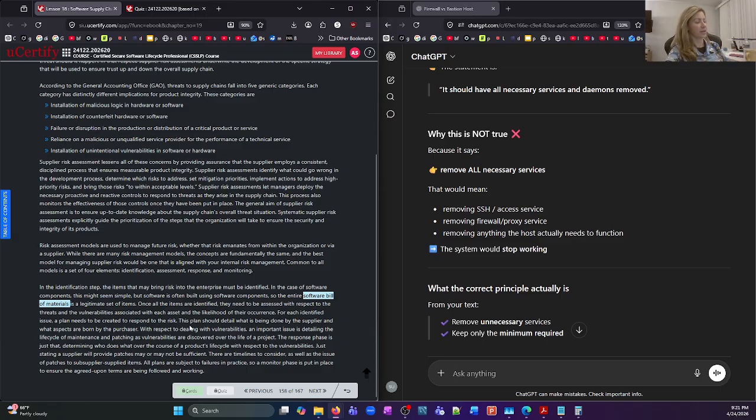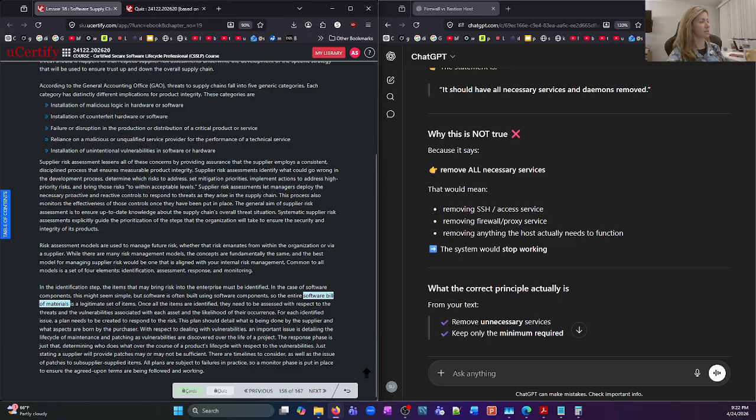Once all the items are identified, they need to be assessed with respect to the threats and the vulnerabilities associated with each asset and the likelihood of their occurrence. For each identified issue, a plan needs to be created to respond to the risk. This plan should detail what is being done by the supplier and what aspects are borne by the purchaser. With respect to dealing with vulnerabilities, an important issue is detailing the life cycle of maintenance and patching as vulnerabilities are discovered over the life of a project.